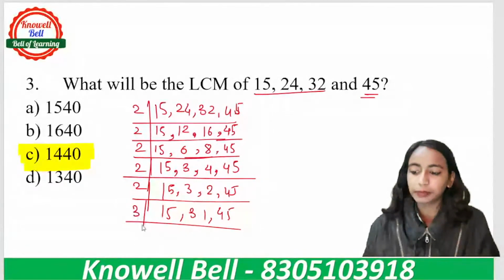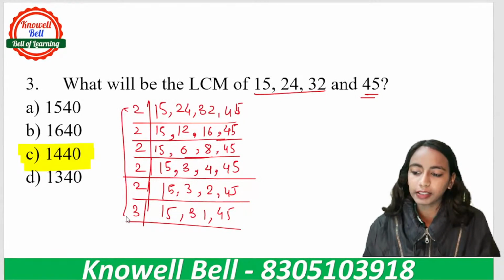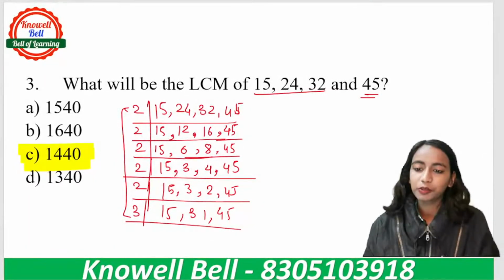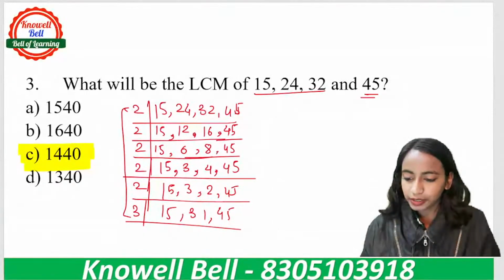This way you will keep on doing it. Next you will divide by 3. Then you will divide by 5. Whatever prime factors you get, Ashi, we will multiply them. What are we going to get? We will get the answer. Now clear, Ashi? How can we do this?